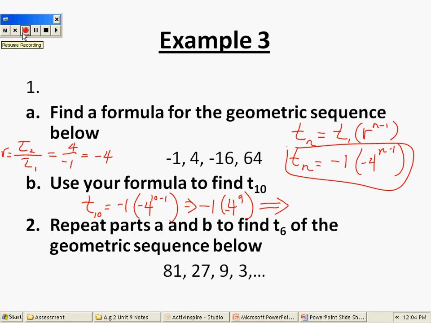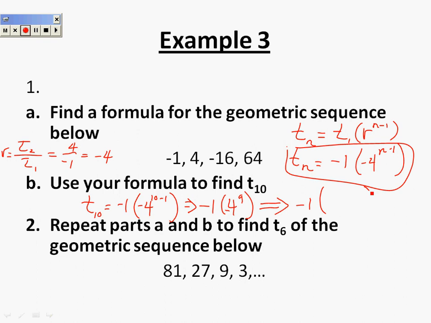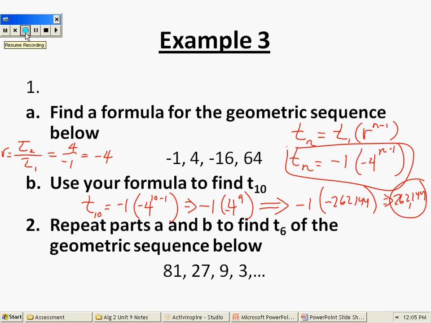So now we have -1, and after raising -4 to the 9th power, we're getting -262,144. And if you multiply the -1 times the negative, you get a positive answer, which is 262,144. So it's 262,144, and it's a positive. All right, so go ahead and write down number 2, please. Number 2 is what it will look like mostly in your textbook. They'll just say find T whatever using the sequence below.